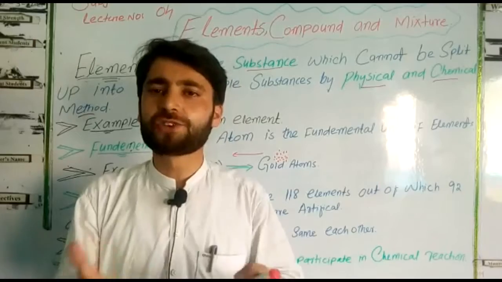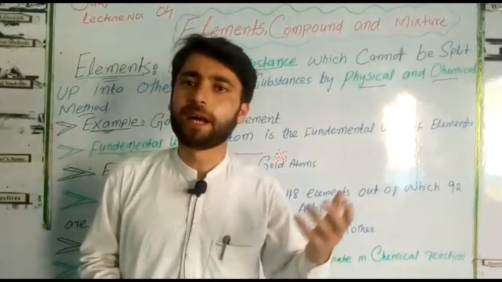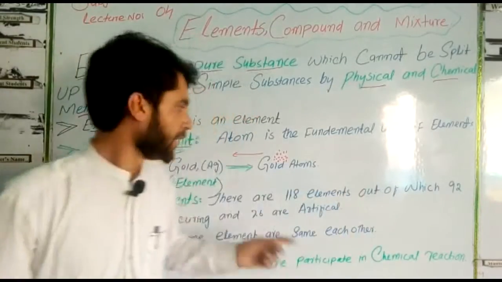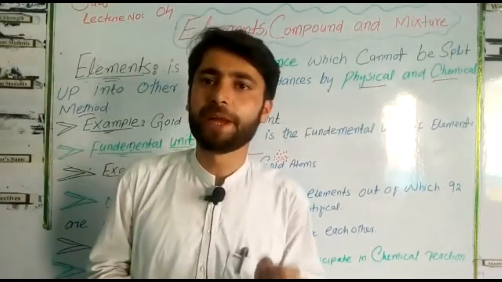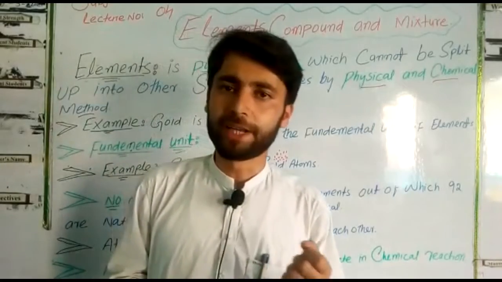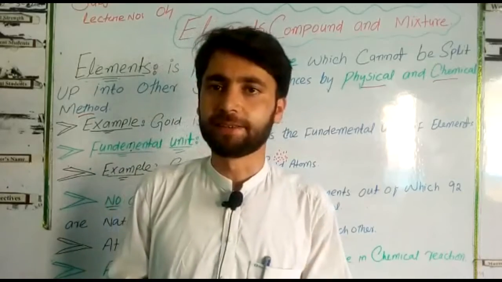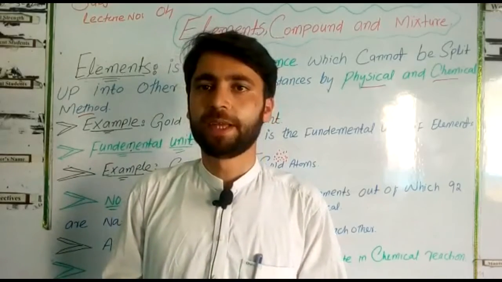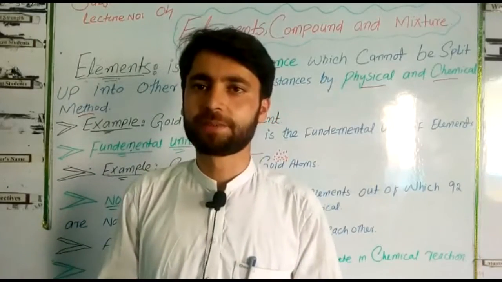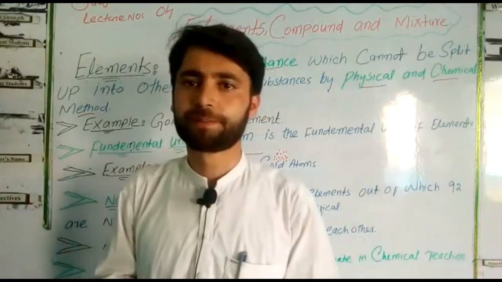What is meant by naturally occurring? Naturally occurring means they have been created by Almighty Allah. And the rest of the elements, 26 elements, are made by scientists. It means 92 are natural elements and 26 elements are made by scientists. Those elements which are made by scientists are called artificial elements. And these elements can easily be prepared in a laboratory.